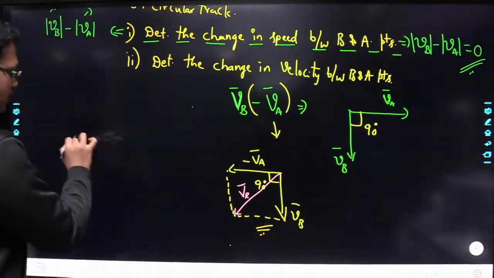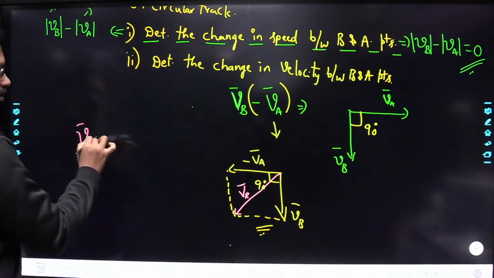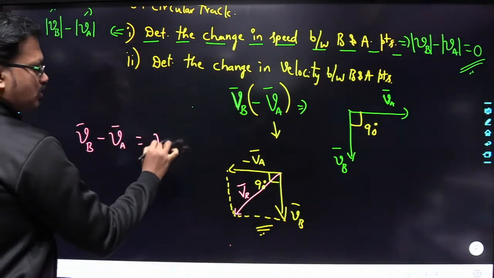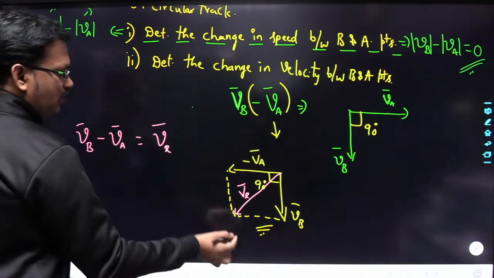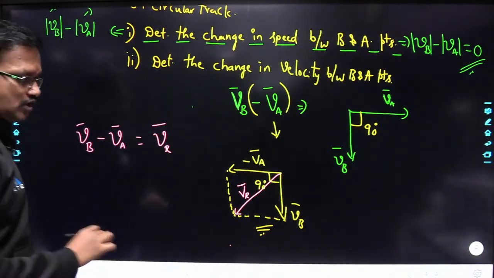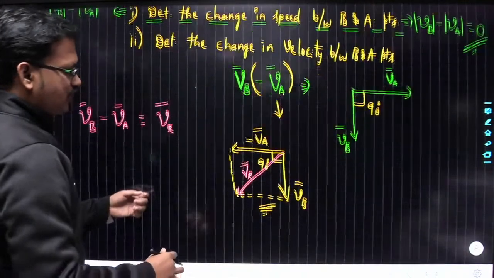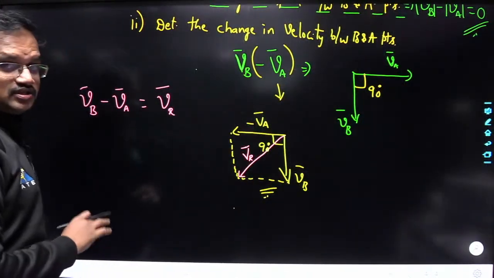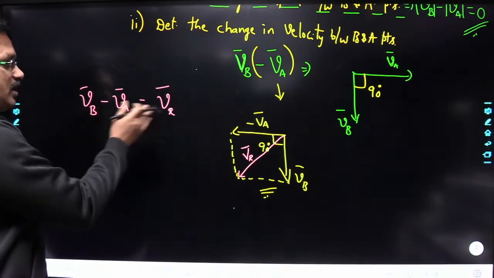So what are you going to get? VB bar minus VA bar is equal to VR bar. Understood? Now what is the magnitude of this VR bar? VR bar will give you the change in velocity between point B and point A.